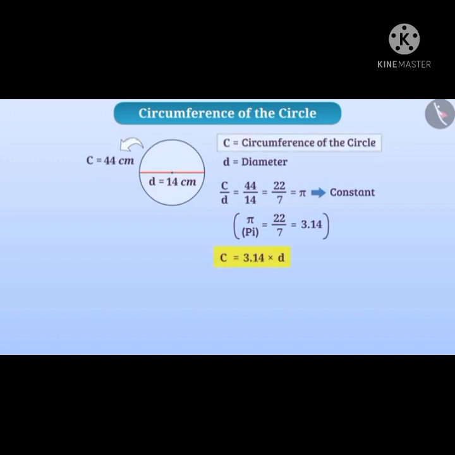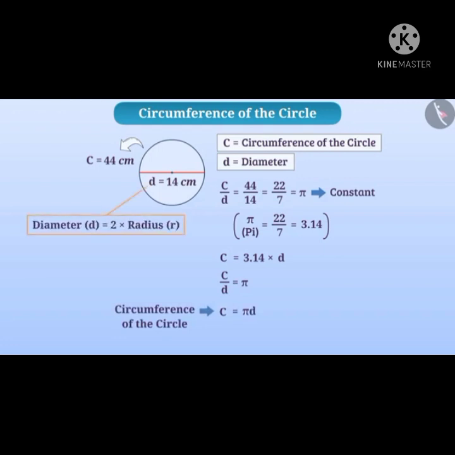If we represent the circumference by C and the diameter by d, then pi is equal to C by d. This gives us the formula to find the circumference of a circle: C is equal to pi d. Since the diameter is twice the radius, that is, d is equal to 2r, we can write the same formula as C is equal to 2 pi r. This formula is very useful for finding the circumference of a circle.